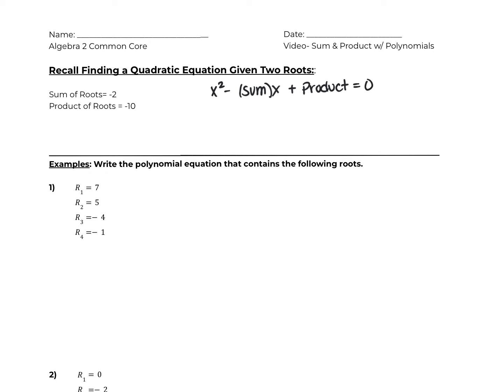equals 0. So since we have the sum to be -2, we're just going to plug in -2 for our sum. And our product is -10, so we're going to plug that in. And we're going to simplify. x squared plus 2x, and then minus 10. I got plus 2 because I had a double negative, and I have a plus and a minus, which becomes a negative. So this would be my quadratic equation.